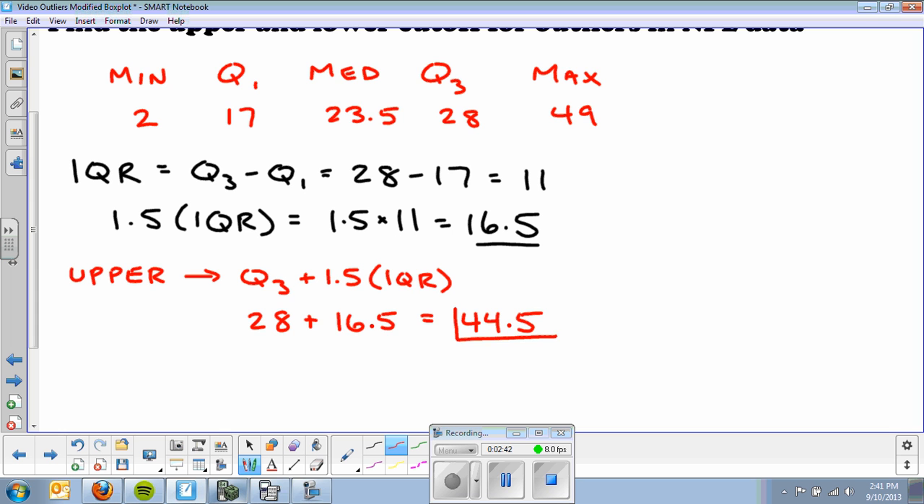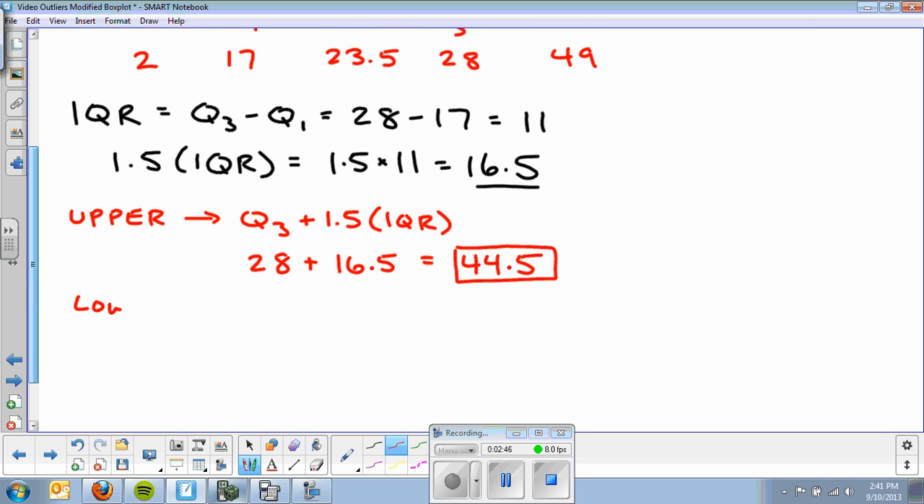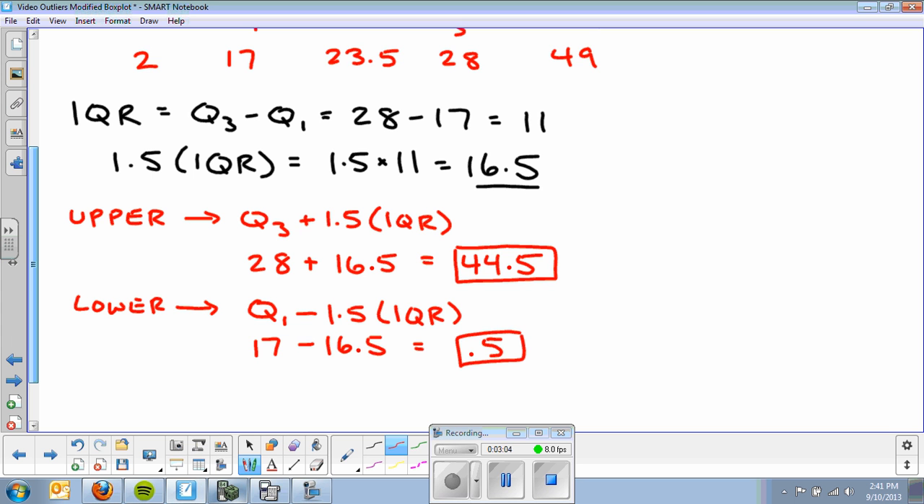That's my upper cutoff. The lower cutoff is going to be Q1 minus 1.5 times the IQR. So we're going to take our lower quartile, which is Q1, subtract 16.5, and get 0.5. Now, in using real data, that may be a negative number, and that's okay. It just would happen that there would be no lower outliers, or lower cutoff.